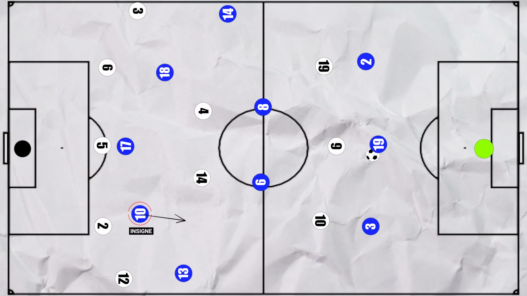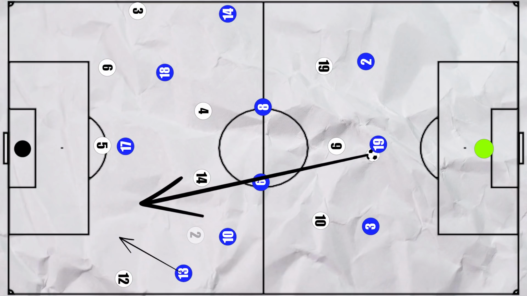We saw Insigne look to make the difference early on by dropping into this pocket, and although Walker could push up at times, he could be reluctant as the threat of Bonucci's switch had been established.